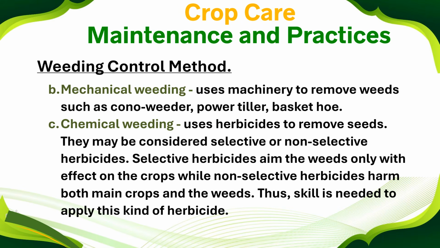The mechanical weeding uses machinery to remove weeds such as cono weeder, power tiller, and basket hoe, while the chemical weeding uses herbicides to remove weeds. They may be considered selective or non-selective herbicides. Selective herbicides aim at the weeds only with no effect on the crops, while non-selective herbicides harm both main crops and the weeds. Thus, skill is needed to apply this kind of herbicide.